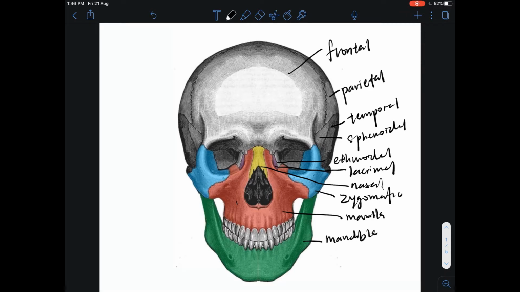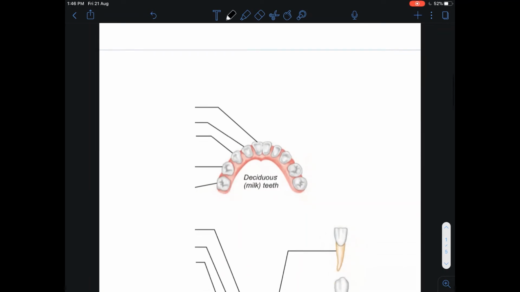So basically, the maxilla and the mandible make up our upper jaw and lower jaw, which is also why the upper teeth are known as the maxillary teeth and the lower teeth are known as the mandibular teeth. Moving on, for normal children, they have 20 primary teeth, or we can call them deciduous teeth or milk teeth.